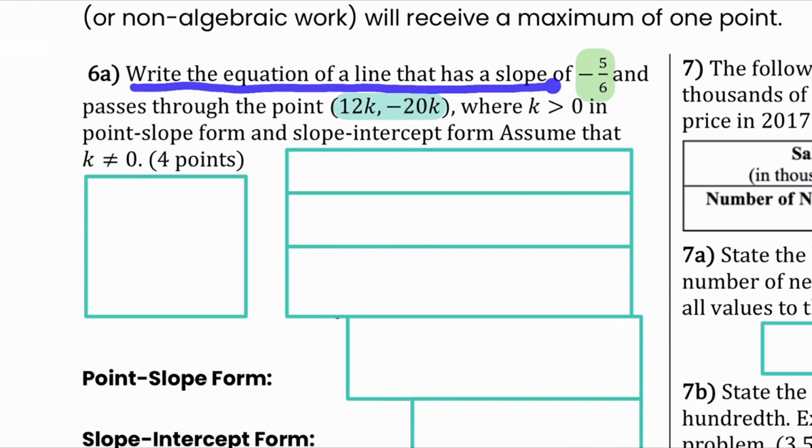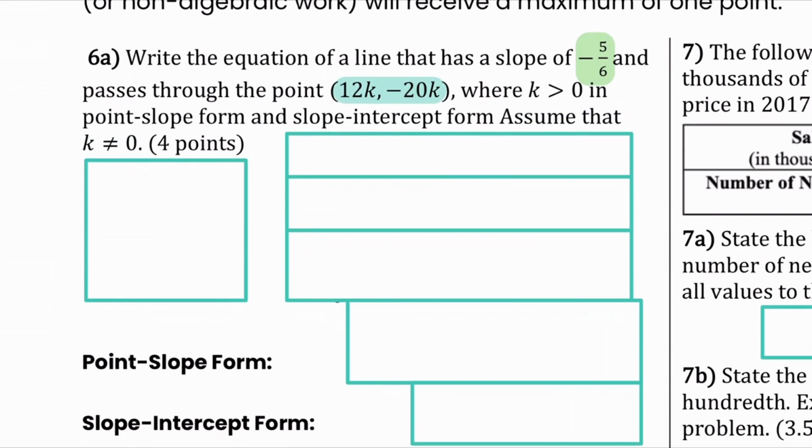Number 6 asks us to write the equation of a line that has a slope of negative 5 over 6, and it passes through the point (12k, -20k), and here they tell us that k is greater than 0, in both point slope form and slope intercept form. Oh, I accidentally wrote this. Assume that k is not equal to 0, so that's a bit redundant. Whoops.